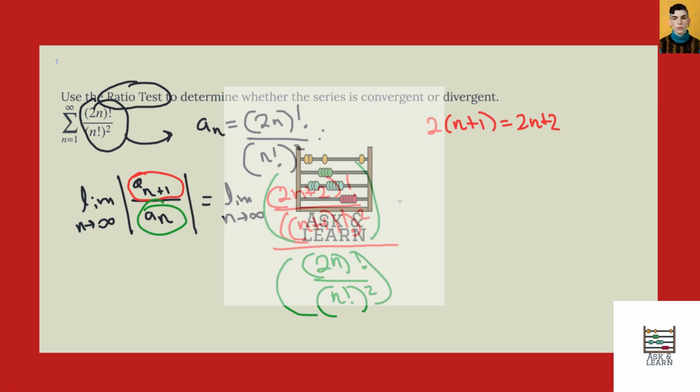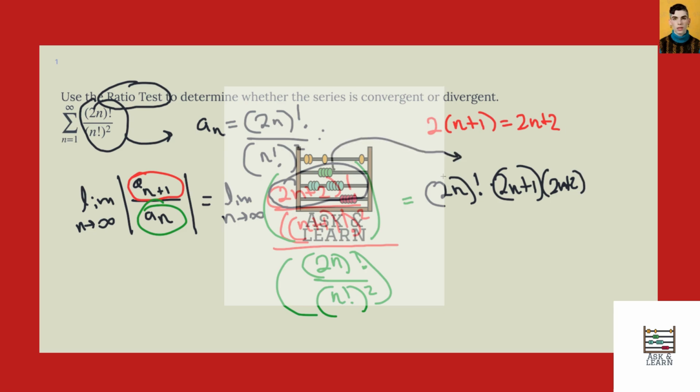Now let's go ahead and simplify this a little bit. So this term up here, this (2n+2)!, I can write that as (2n)! times (2n+1) times (2n+2). That's this term right here. And then I could also bring this (n!)^2 up into the numerator.